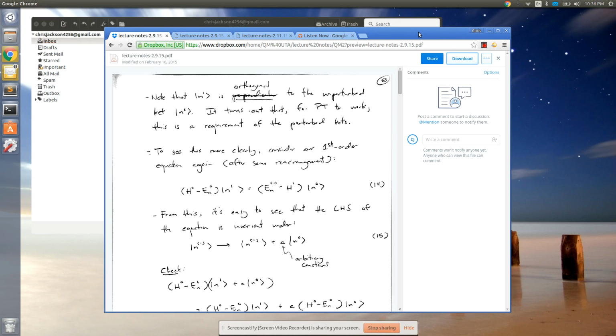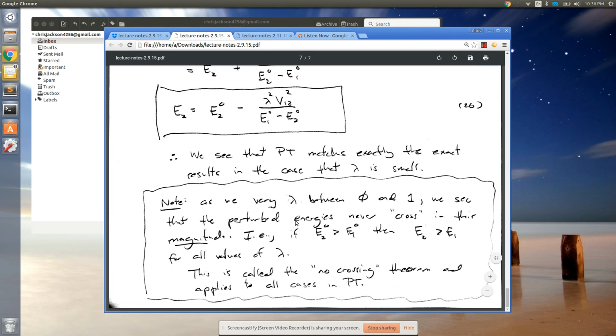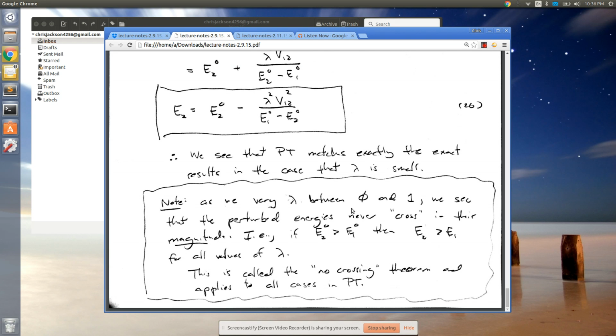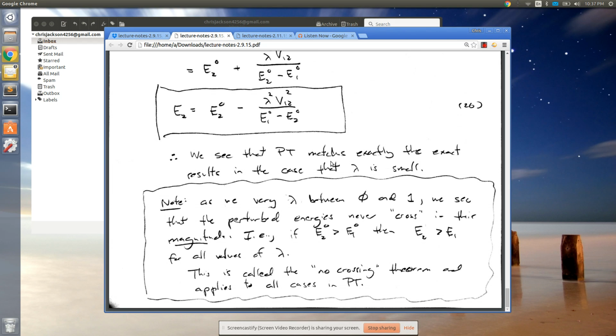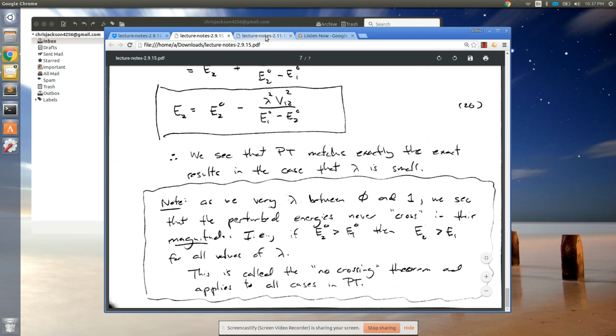And we noted that as we vary lambda between 0 and 1, and we're assuming that lambda is some small parameter, you see that the eigenenergies, or those corrections to the eigenenergies, basically push each other away. They never cross. That's called the no crossing theorem, and it applies to all cases in perturbation theory.